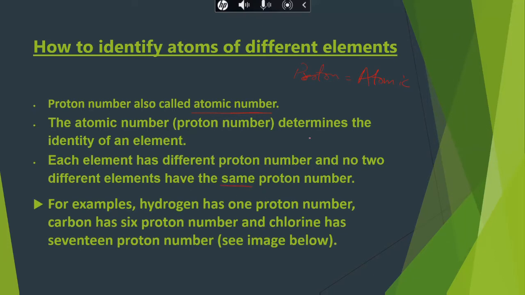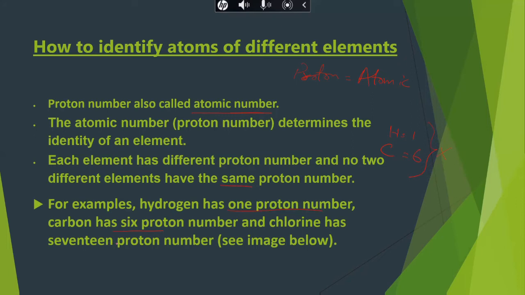It is impossible. If the proton number of hydrogen is 1 and the proton number of carbon is 6, then there is no chance that someday they will have the same proton number. No, this is impossible. For example, hydrogen has proton number 1, carbon has proton number 6, chlorine has proton number 17.